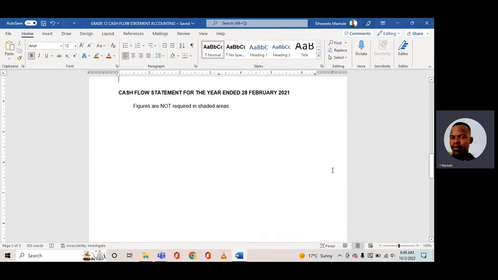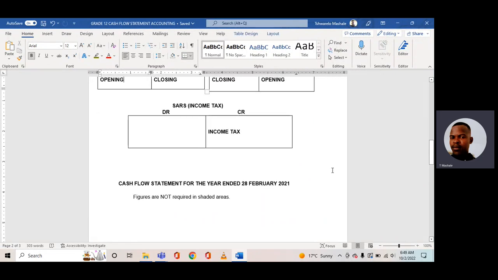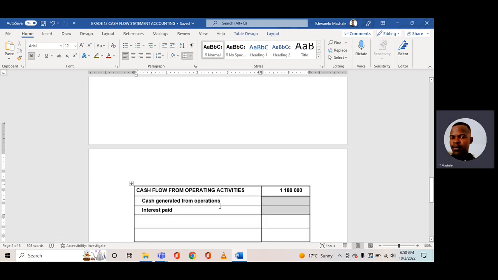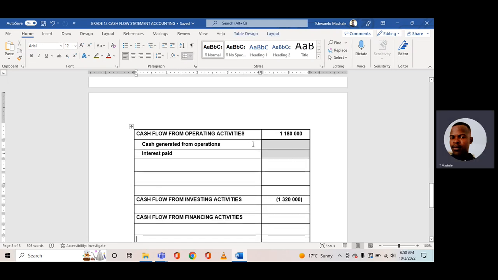So I will quickly show how I was going to attend to this question in an exam. They say the figures in the shaded areas are not required. If you check here on your operating activities, these two are shaded areas, so we are not supposed to write anything here. I have two rows missing here that I must fill under the cash operating activities. I first have the interest paid, and then the cash generated from operations. What's next that I can write here?